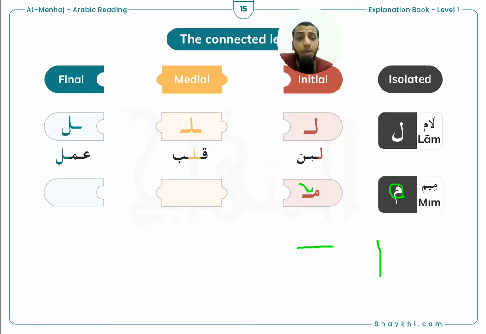Okay, what about the middle form? The middle form is the same as the initial form, but with adding a line before it. Okay, as you can see here, with adding a line before it. What about the final form?